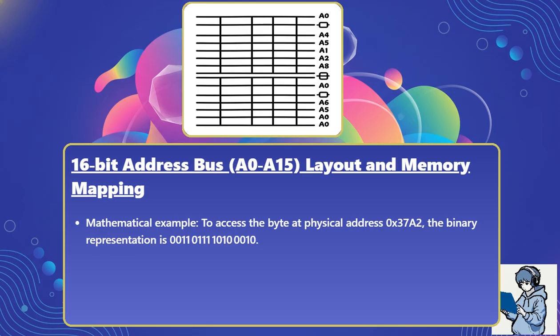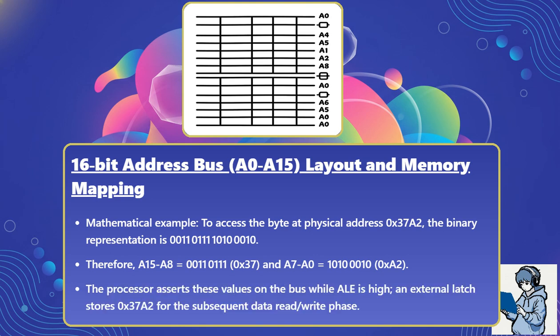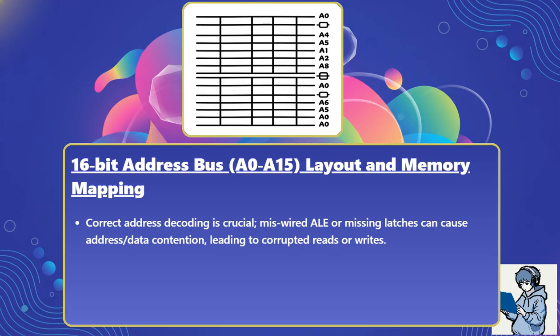Therefore, A15 to A8 equals 00110111, which is 0x37, and A7 to A0 equals 10100010, which is 0xA2. The processor asserts these values on the bus while ALE is high. An external latch stores 0x37A2 for the subsequent data read/write phase. Correct address decoding is crucial. Miswired ALE or missing latches can cause address/data contention, leading to corrupted reads or writes.